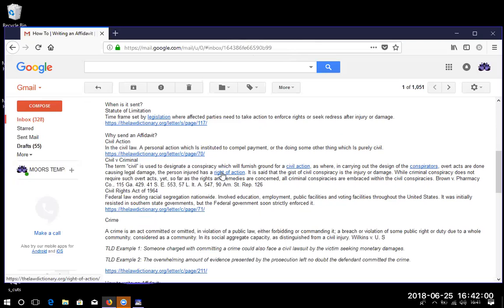And for those who enjoy their history, I would just ask you what civil rights leader from the state of Alabama assisted in the formation of this act. A little homework for you. It is a federal law ending racial segregation nationwide involving education, employment, public facilities, and voting facilities throughout the United States. It was initially resisted in southern state governments, but the federal government soon strictly enforced it.